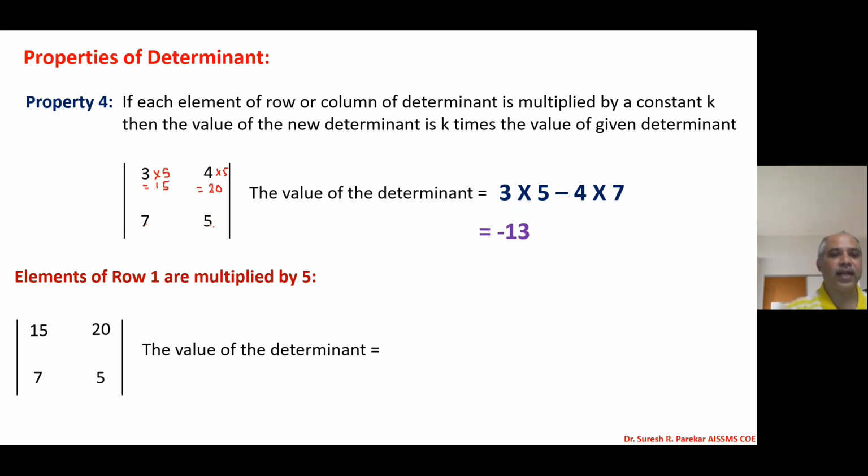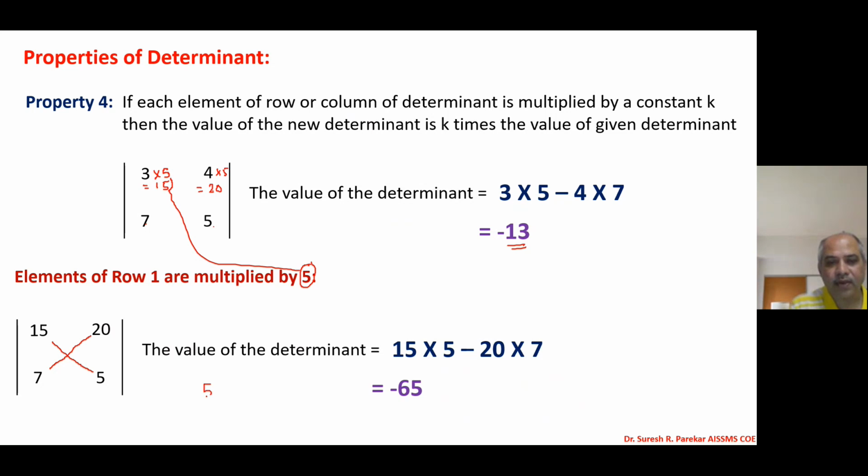If I calculate the value of this, we have 15 into 5 minus 20 into 7, which is minus 65. You can see by which value we have multiplied the row elements: we have multiplied by 5. The original value is minus 13, so 5 into minus 13 gives minus 65.